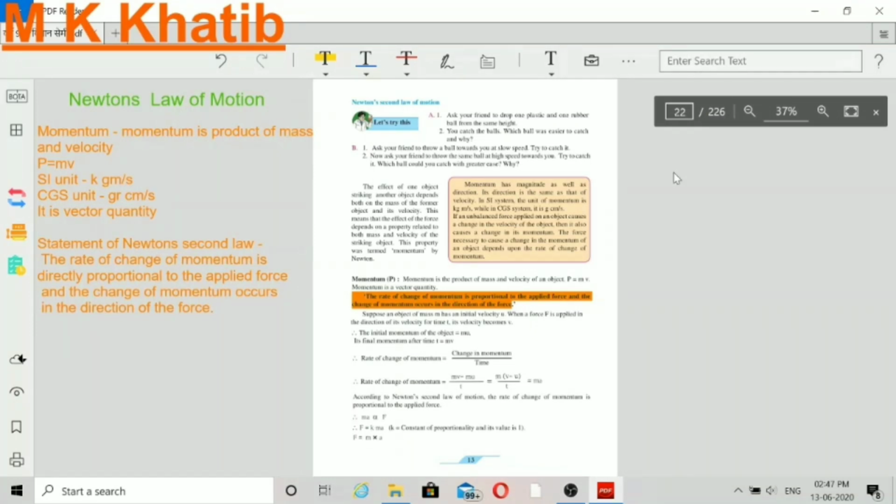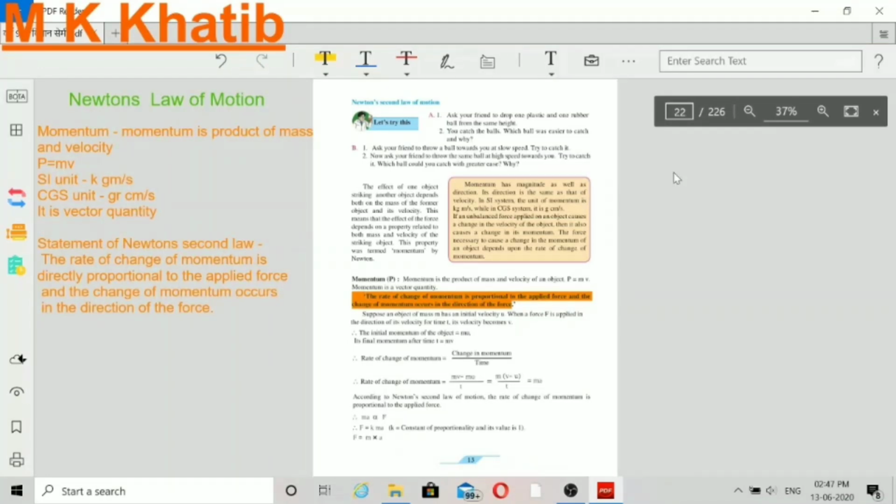Here k is a constant of proportionality and the value of k is 1. So the equation becomes F is equal to ma. This is the final equation for Newton's second law of motion. The SI unit of force is Newton and the CGS unit of force is dyne.